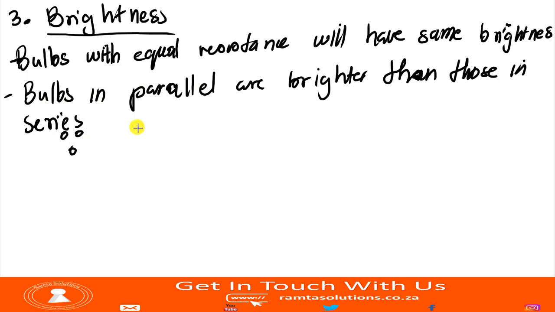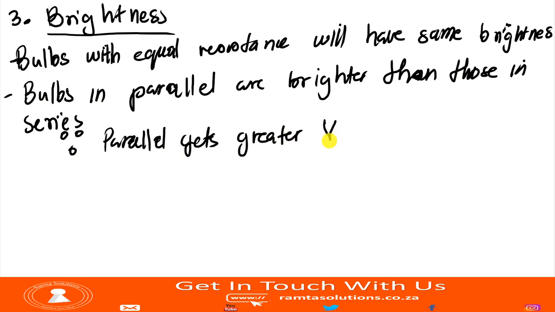This is because, by the way, this sign means because. This is because parallel gets greater potential difference. Maybe let me write that. This is because parallel gets greater potential difference. So what I mean here, guys, is this. If you are comparing two bulbs, you decide to connect them in series and you decide to connect them in parallel. Brightness of those two bulbs will be greater when in parallel than when in series.